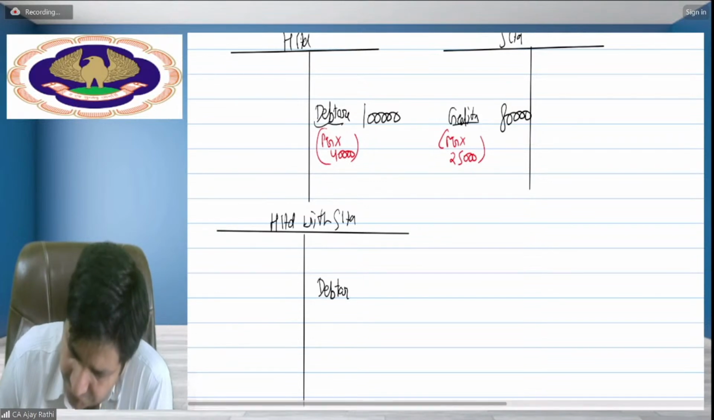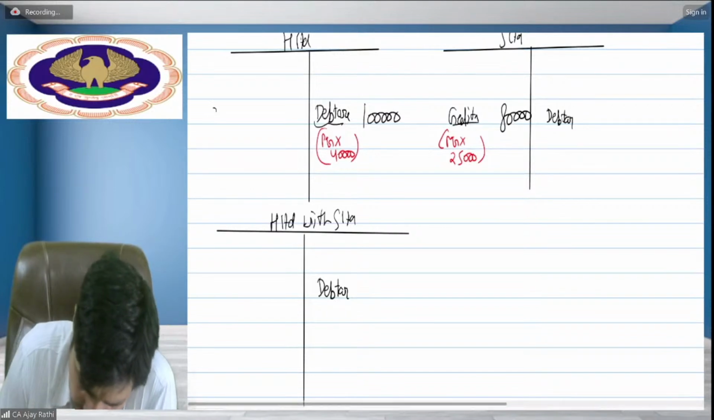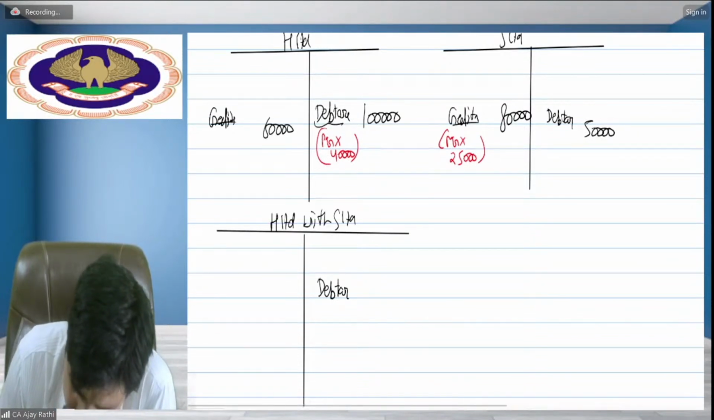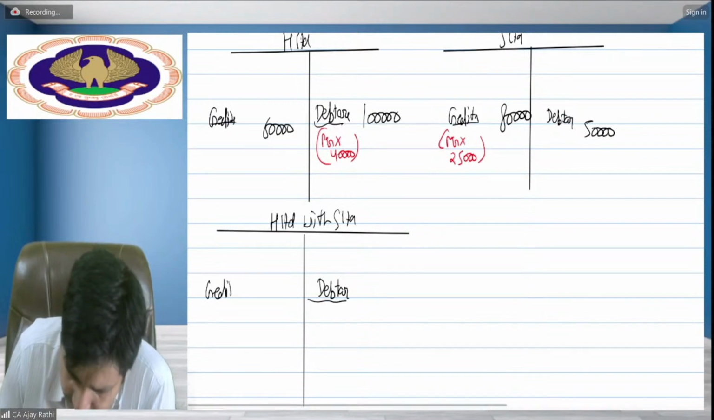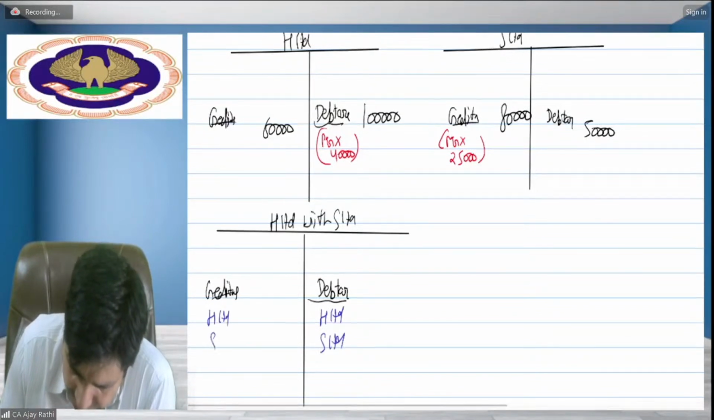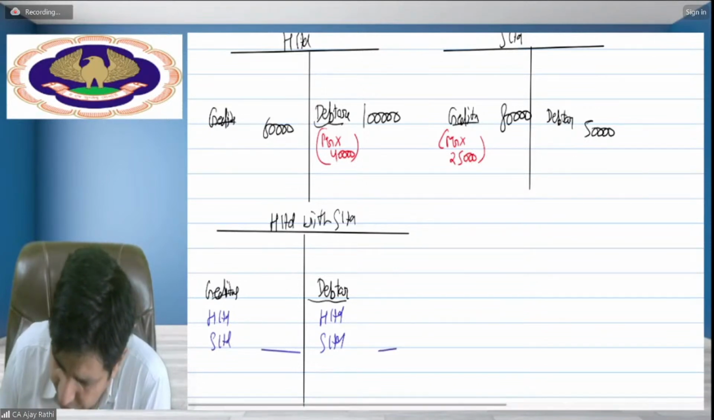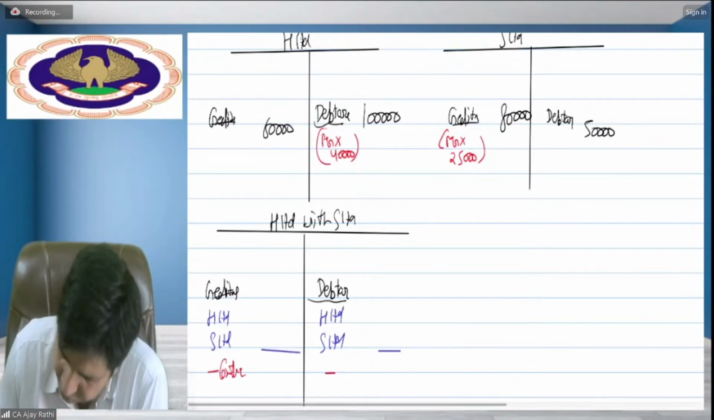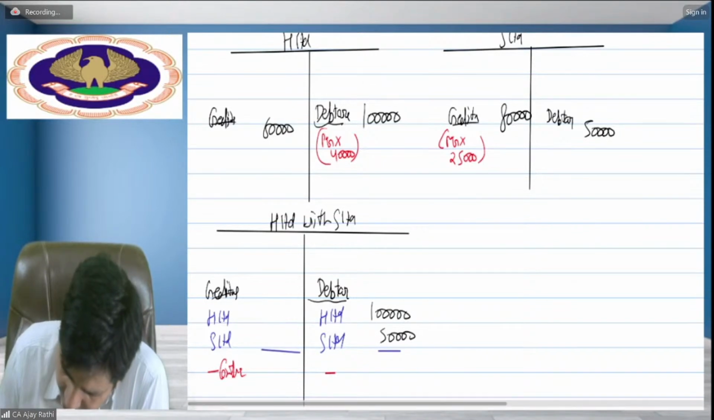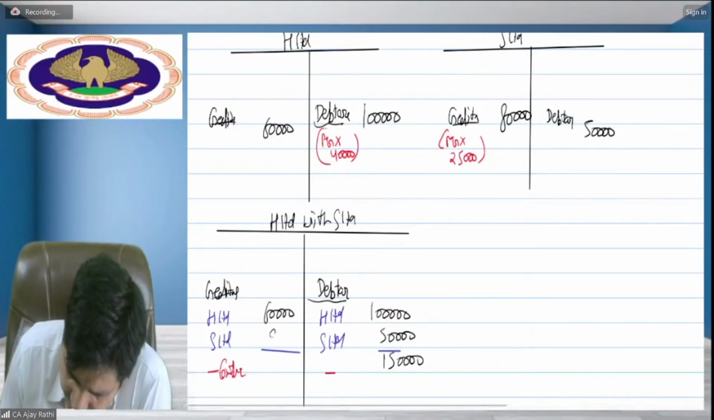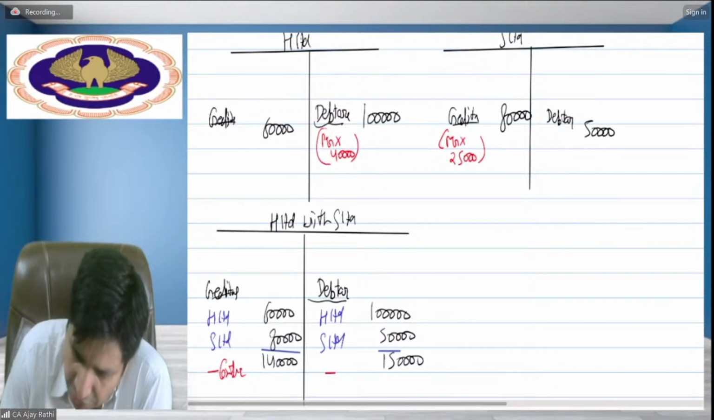First, we shall add debtors and creditors of both the companies, H Limited and S Limited. And after doing the total, we shall reduce the contra. The total is there: H Limited 1 lakh and S Limited 50,000. Total debtors are 1,50,000. What about the creditors? H Limited is having 60,000 creditors and S Limited having 80,000. So first we did the total. Now we are removing contra.